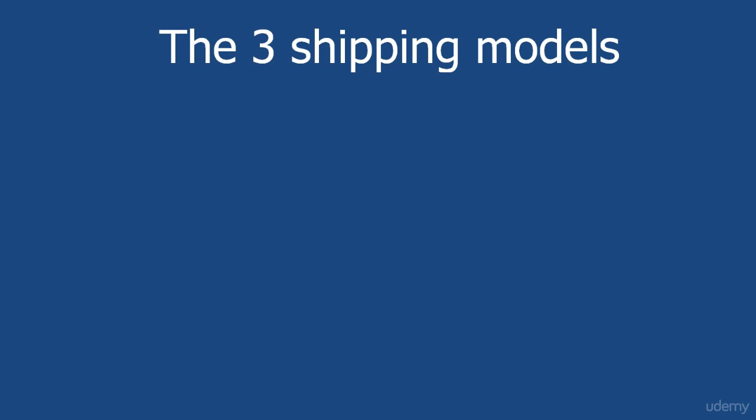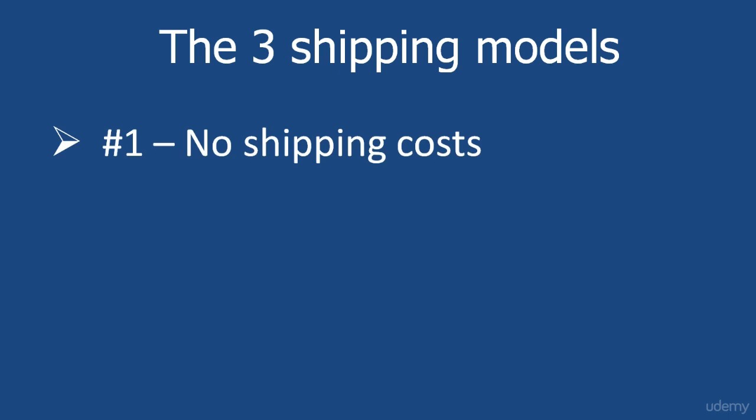Now, I've been saying several times that I will get to shipping. So here we are. We're finally here, and I'm going to talk about what are basically the three shipping models that are generally used. The first shipping model that people use is no shipping costs at all. So the price of the product is $20, and there are shipping costs, but they're absorbed by the cost of the product. So the customer doesn't see any additional costs. You essentially pay for the shipping yourself.